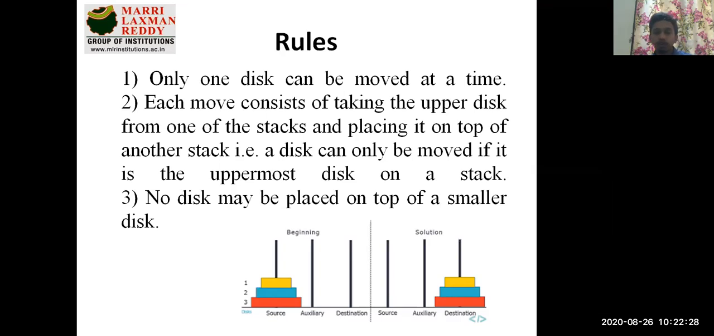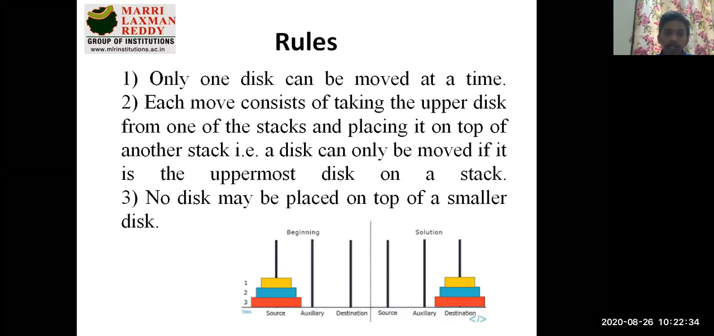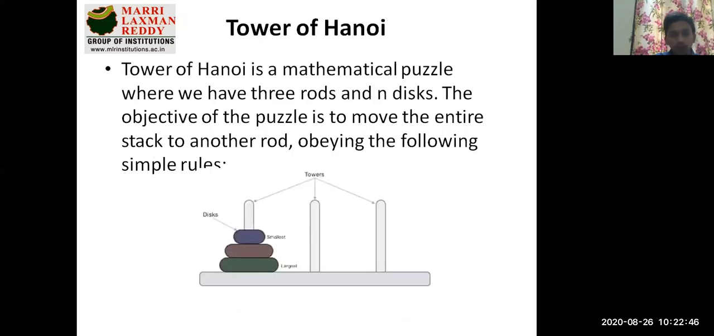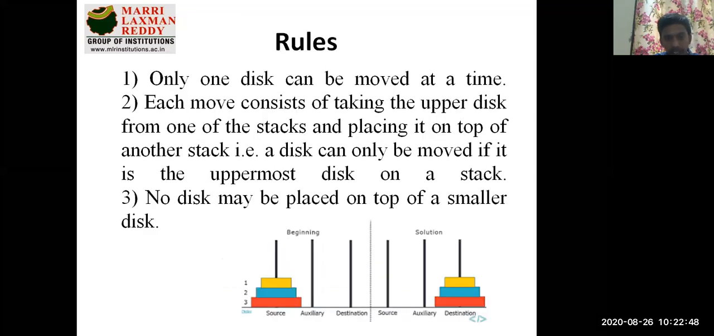That is the objective. And for this, we need to follow these 3 set of rules. And the third rule is no disk may be placed on top of a smaller disk. The condition is that the bigger or largest disk should be on the bottom and the smaller one should be on top of that. Those are the rules. So I hope everybody now has a clear understanding of what the Tower of Hanoi problem is.